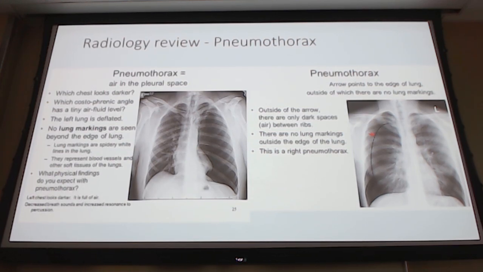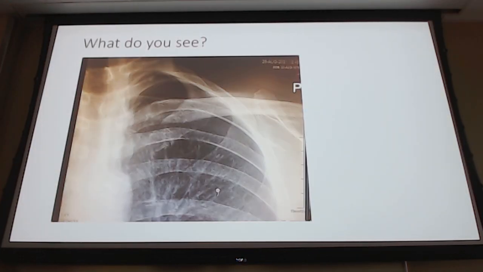It will follow gravity unless they've had a pleurodesis, which we'll talk about, okay? So if they're upright, the air will be more superior, okay, on the apex. If they're laying down, you may not see it, or it may be more like this, where it's all the way surrounding the lung. Okay, just depends. All right, what do you see here?